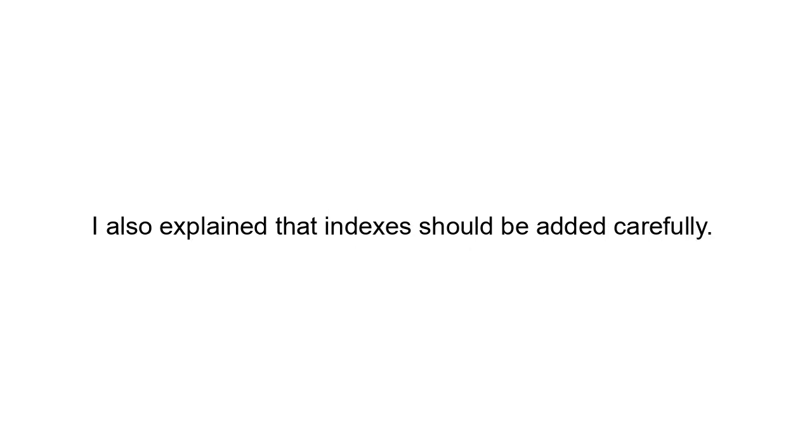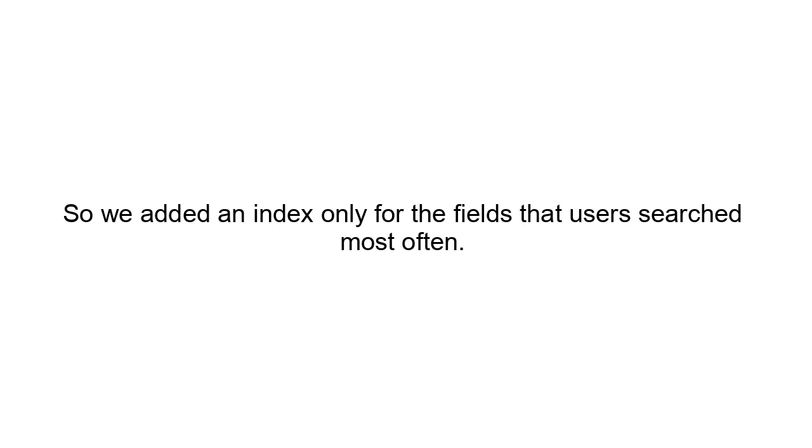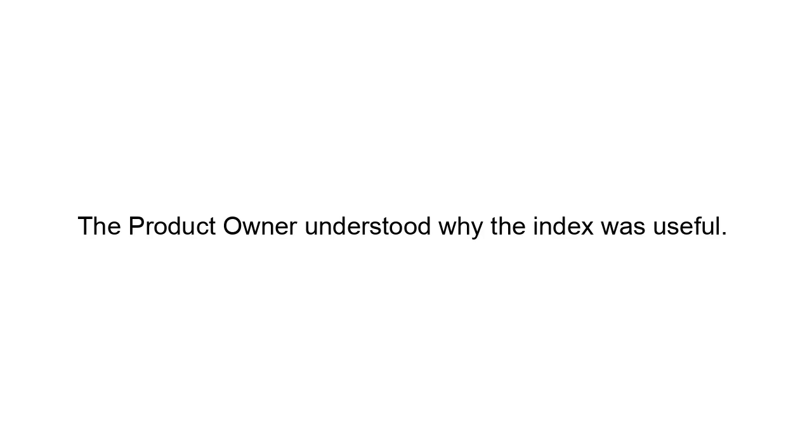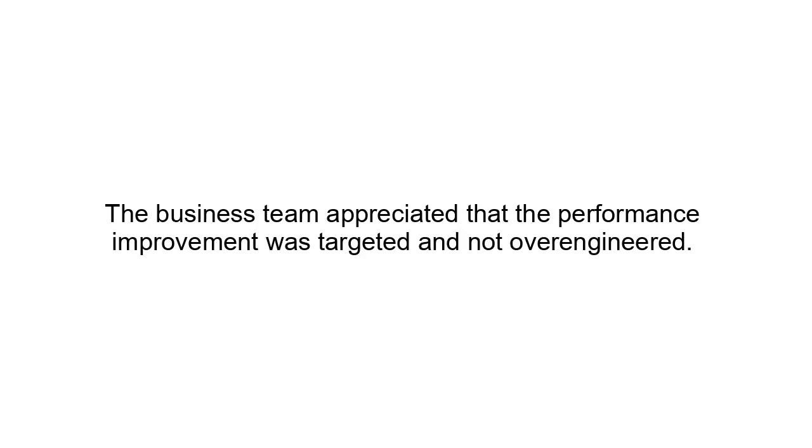I also explained that indexes should be added carefully. Too many indexes can slow down writes or increase storage. So, we added an index only for the fields that users searched most often. Result. The product owner understood why the index was useful. The search API response time improved. The business team appreciated that the performance improvement was targeted and not over-engineered.